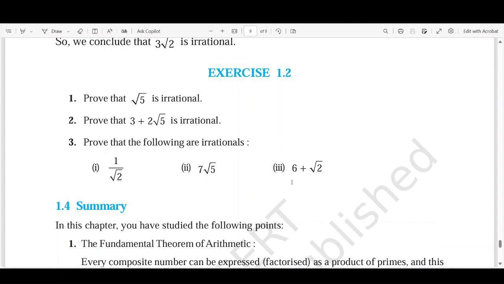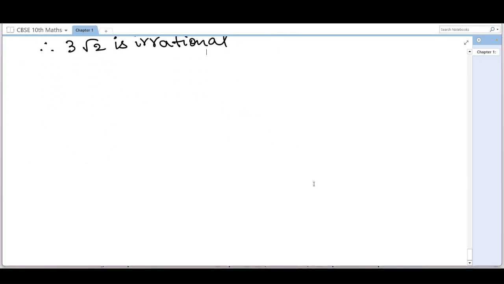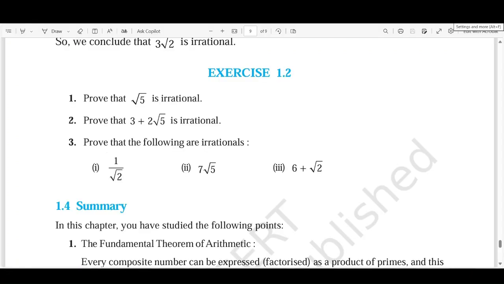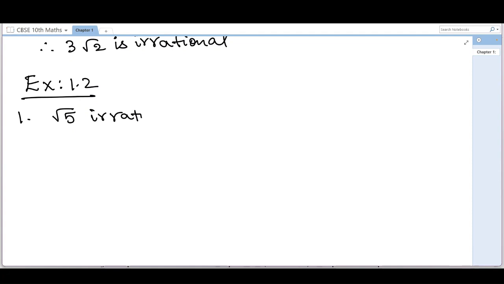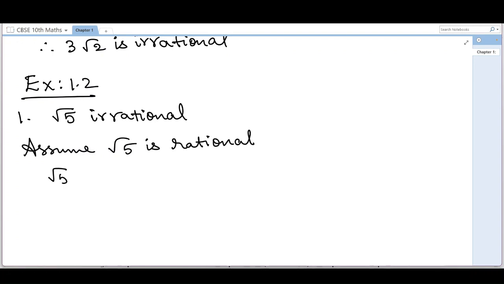Question number 1, we have to prove root 5 is irrational, which is similar to that of the previous examples. It's very simple. So we have to prove root 5 is irrational, right? So again we are going to adopt the idea of proof by contradiction. So let us assume root 5 is rational, right? So root 5 can be written as a by b, such that a and b are co-prime.